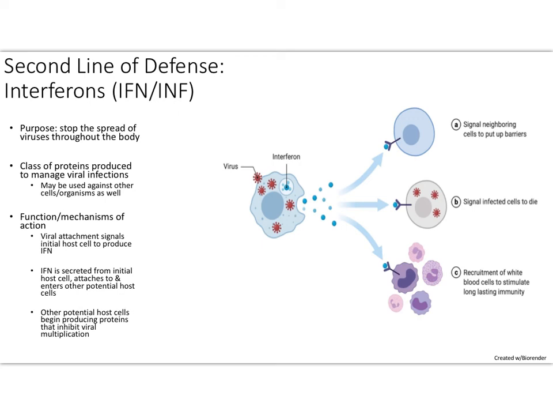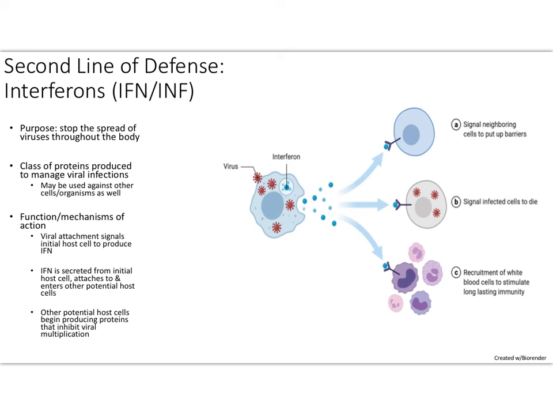But interferons basically are proteins that have the purpose of signaling to body cells that there is a virus present and they should not let that virus replicate. So the overall goal of the interferons is to prevent the virus from spreading throughout the body. They can also help inhibit the growth of other microbes or other types of cells as well, but we are going to focus on them in the context of viruses.